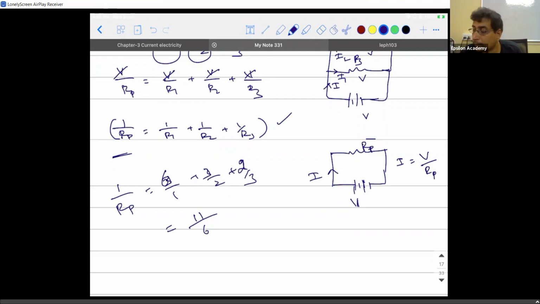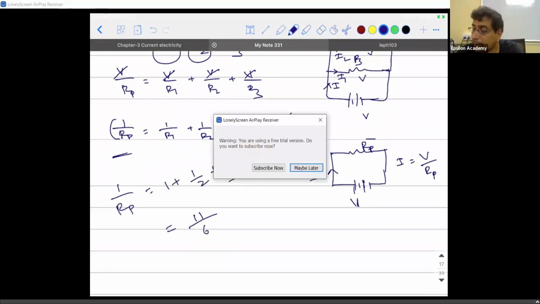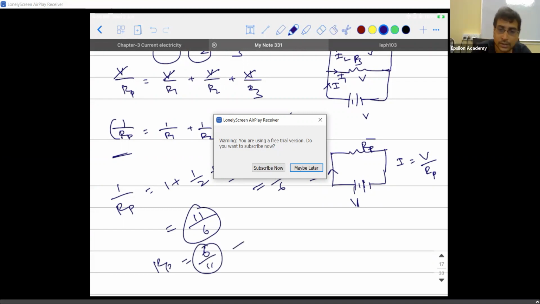One minute. 1 plus 1 by 2 plus 1 by 3. 1 by 2 plus 1 by 3 is 5 by 6. So 1 plus 5 by 6 is going to be 11 divided by 6, right. So RP value will be equal to 6 divided by 11. Is it not less than 1? It's a decimal value, 0 point something, right?